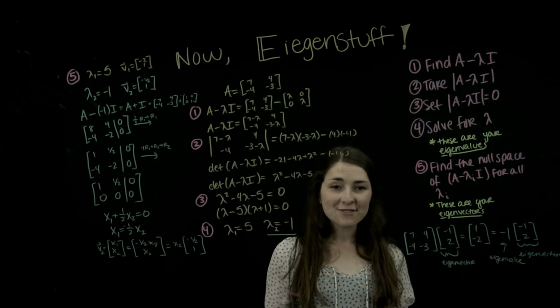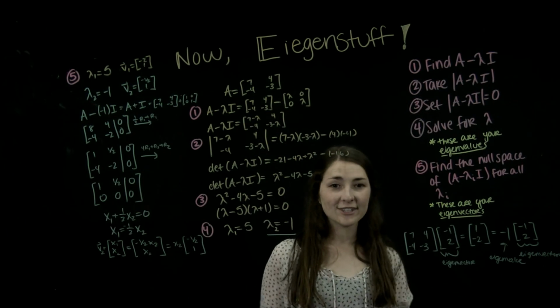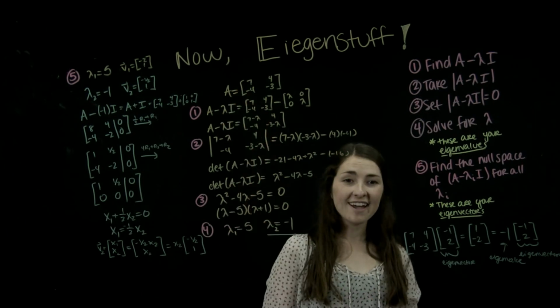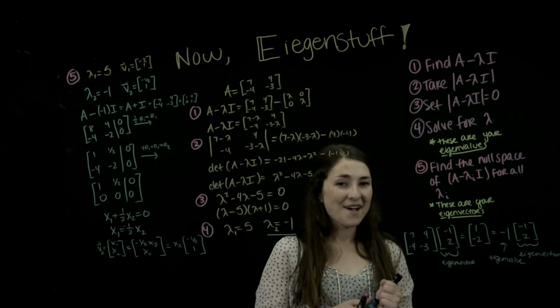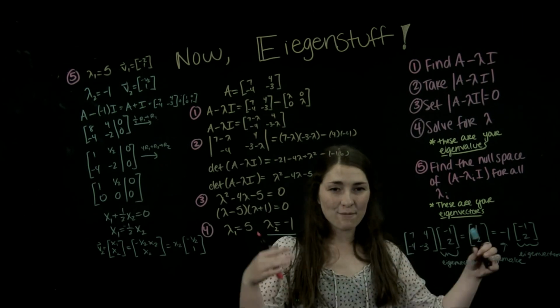So now we have successfully found all of the eigenvalues and eigenvectors of this matrix here, A. So next time we're going to learn about how we can characterize these and put them together.